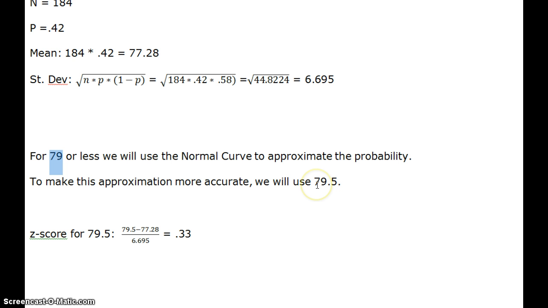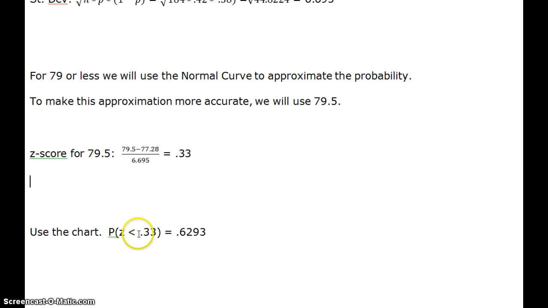Okay, so that's the challenge of these binomial problems, just setting this part up and getting the z-score for your adjusted 79.5. From here, it's just like 10.4, because we're just going to use that sheet of probabilities to get our answer. For 79.5, we find the z-score, which means we subtract the mean, divide by the standard deviation, and we get 0.33. The probability that z is less than that, we just look up directly in the chart, because the chart tells us less thans. So we get 0.6293.